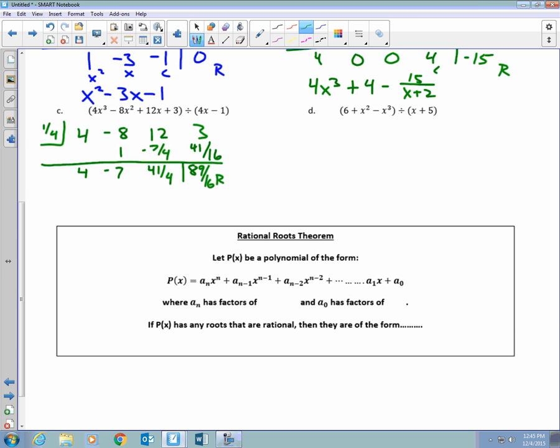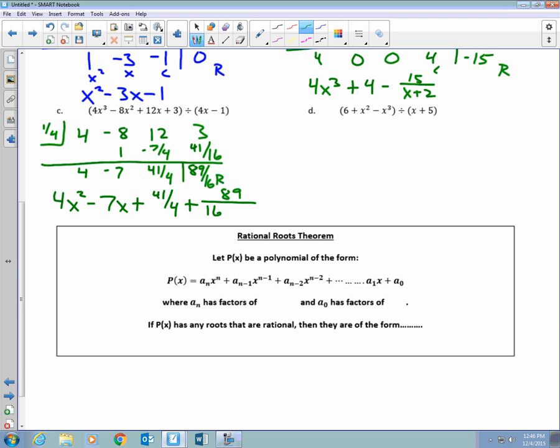So here's another indication as well. If you wonder what to start with for your first coefficient, if you take a cubic or third degree and divide it by a first degree, you're going to come up with a second degree. So we know we have a 4x squared minus 7x plus 41 over 4, then plus 89 over 16.